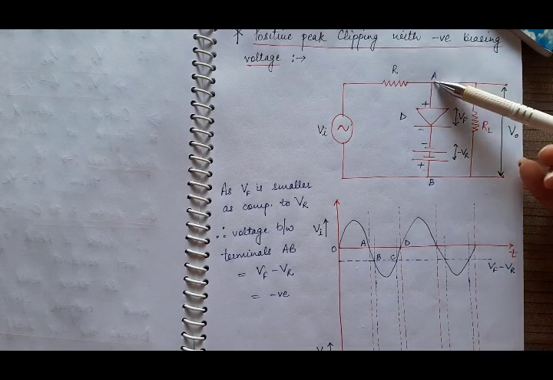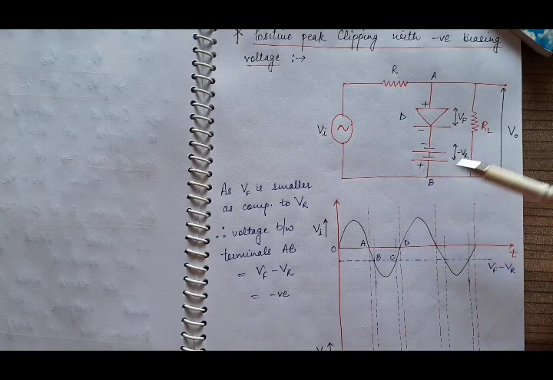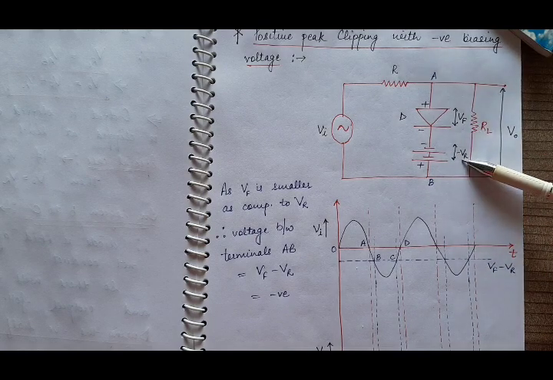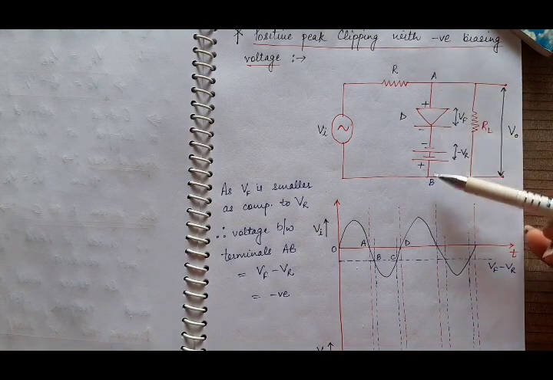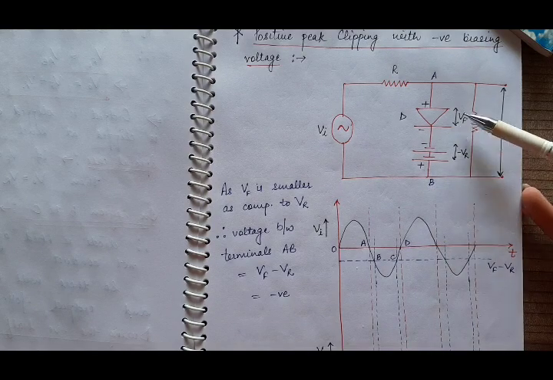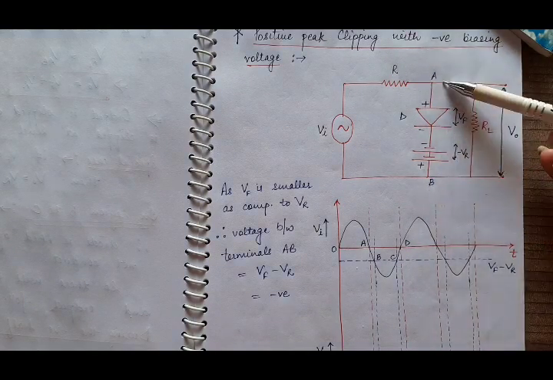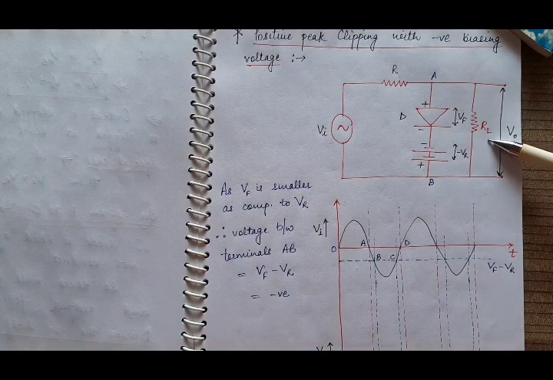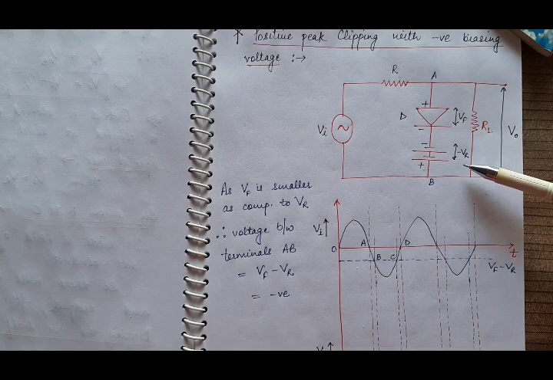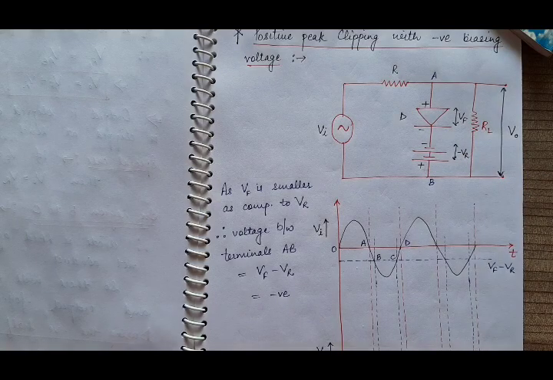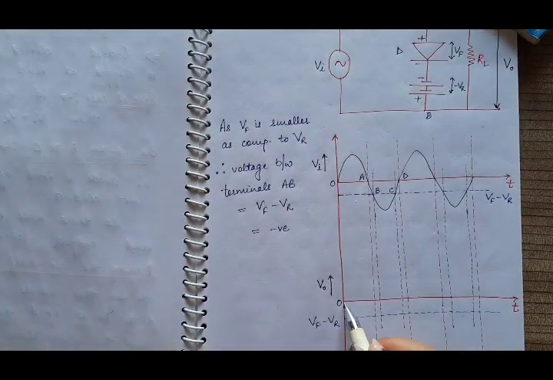Then what will be the voltage across terminal AB during the whole positive half cycle? It will be VF minus VR. If the voltage across terminal AB remains constant at VF minus VR, and this terminal AB is connected in parallel with the load resistance RL across which we are taking our output, then our output will be the same as VF minus VR. It means the output will be clipped at the voltage level VF minus VR. So our output will be like this. During this whole positive half cycle, what will be the output?